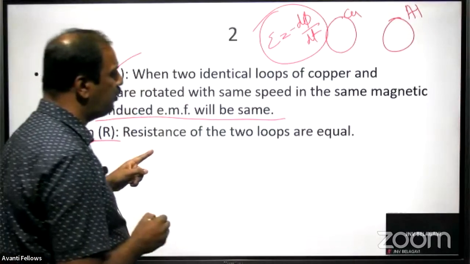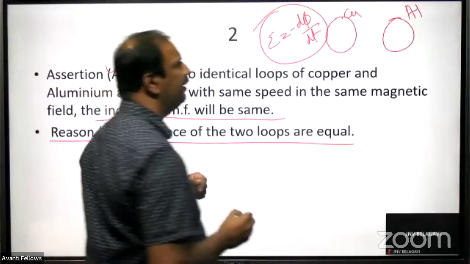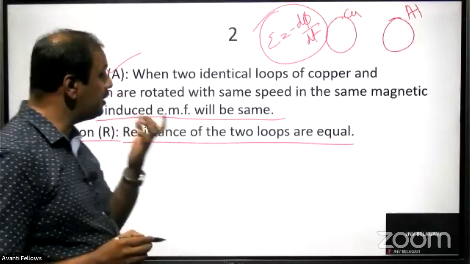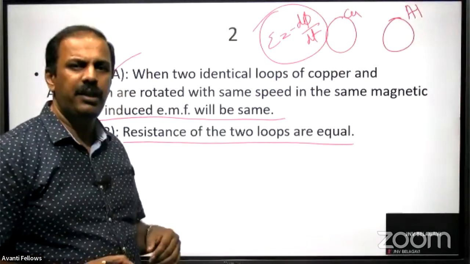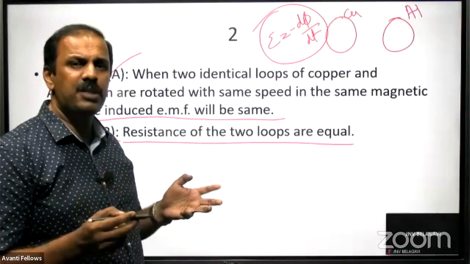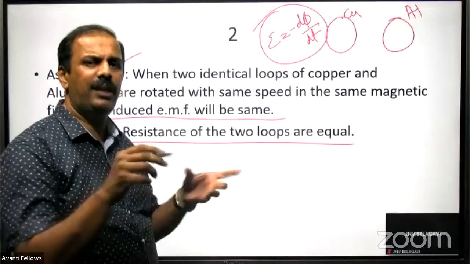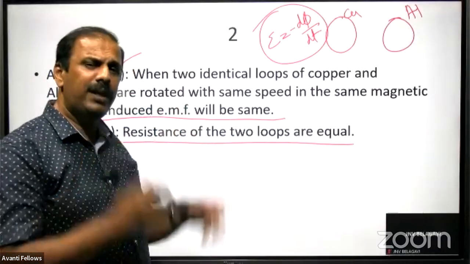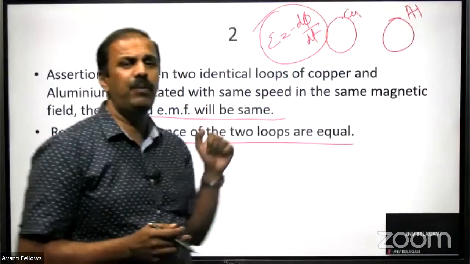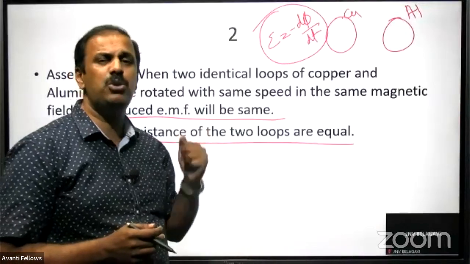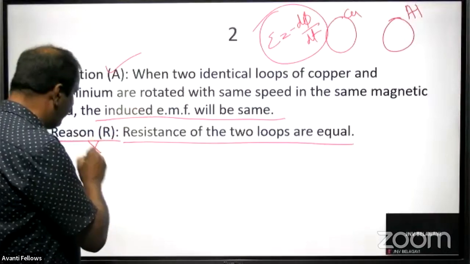The resistance of the two loops are equal. Will this be right? You studied in 10th standard that copper and aluminium have different resistivity. But you can make them the same resistance if their thickness is different, because according to the resistivity, we have to adjust the length or thickness. But if they have the same length and all other dimensions are the same, then their resistance should be different, because their resistivity is different. So this part is wrong.